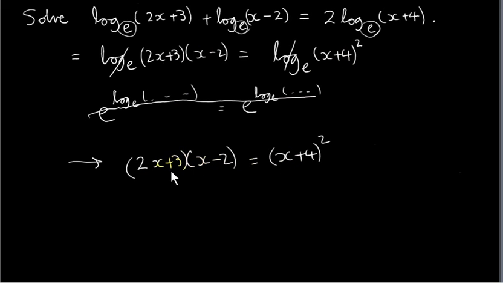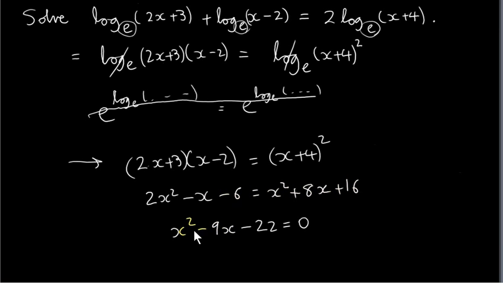So it looks like we have to solve a quadratic equation, so we'll have to get it into standard form. We have 2x by x is 2x squared. We have minus 4x plus 3x, that's minus 1x. Then we have minus 6. Over here we have x squared plus 8x plus 16. So we get it into standard form. That means we want 0 on one side. We get x squared minus 9x minus 22 equals 0.